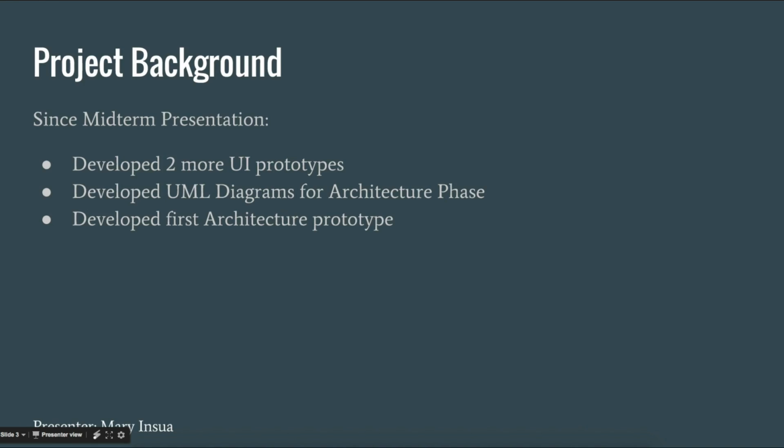Since our midterm presentation, we have developed 2 more user interface prototypes. We will be demonstrating our last user interface prototype for you in a few moments. We have also developed UML diagrams for our architecture phase. These UML diagrams include a class diagram, an activity diagram, 2 sequence diagrams, and a state chart. We use these UML diagrams as architecture design for our first architecture prototype.